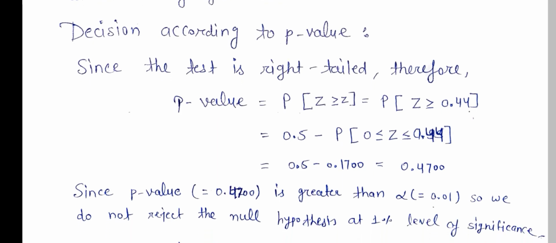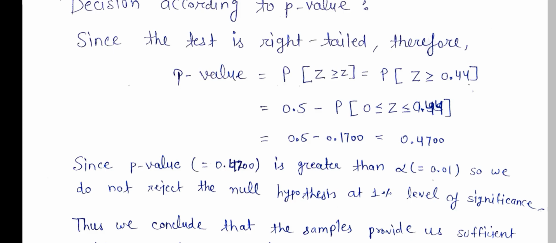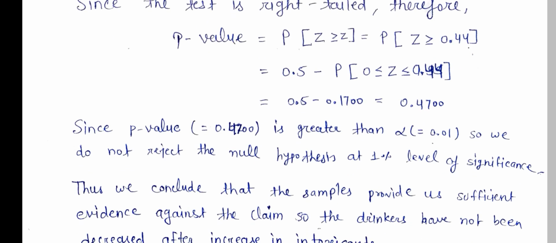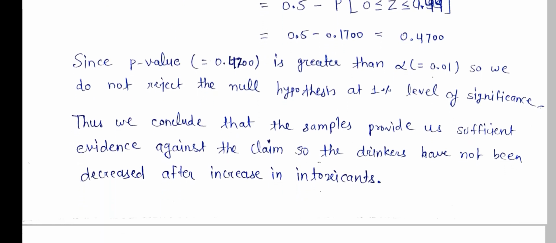where the z value is 0.44, we find the p value is 0.4700, which is greater than the alpha value, so we do not reject the null hypothesis at the 1% level of significance. So our claim is that the drinkers have not decreased after the increase in tax on intoxicants.